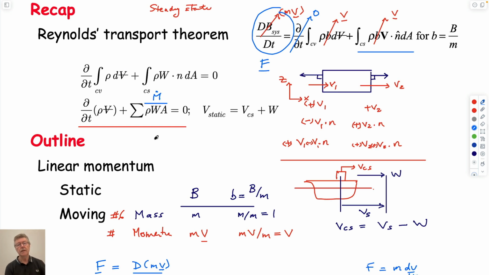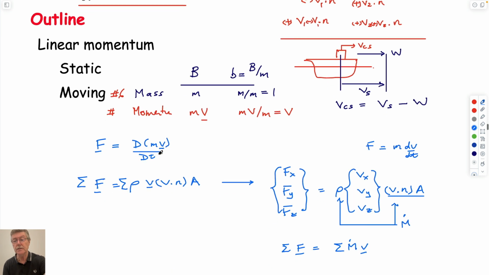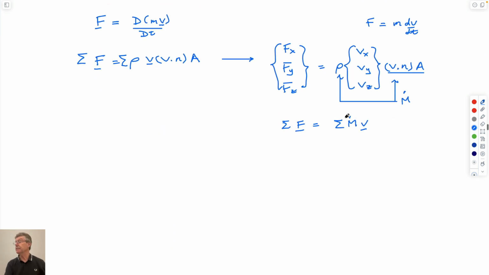m dot. Density, velocity, and an area. Velocity times area is meters cubed per second. Density is kilograms per meter cubed, so meter cubed per second times kilogram per meter cubed is just kilograms per second. So a change of mass with time. That's all it is. And so that's it.